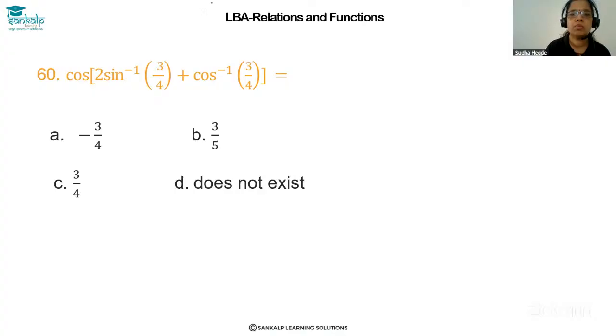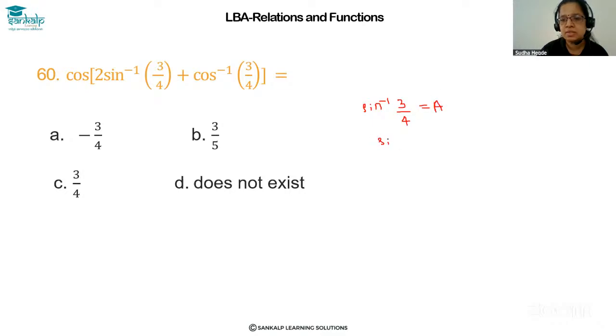Hi students. The question is cos of 2 sin inverse 3 by 4 plus cos inverse 3 by 4 is equal to, you need to find the value of this expression. Option A minus 3 by 4, option B 3 by 5, option C 3 by 4, option D does not exist. So for that, let me take sin inverse 3 by 4 as A.